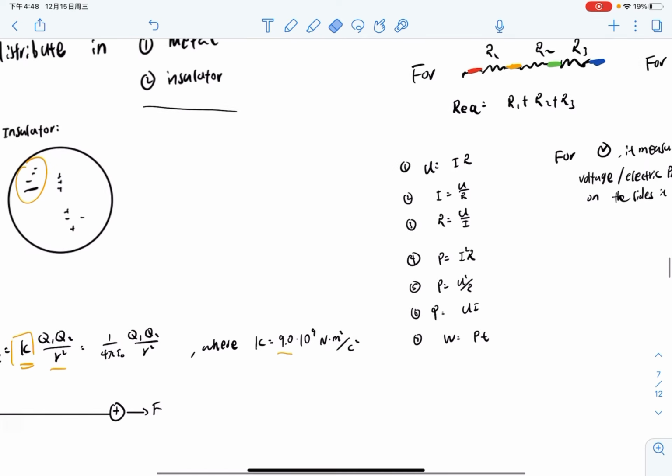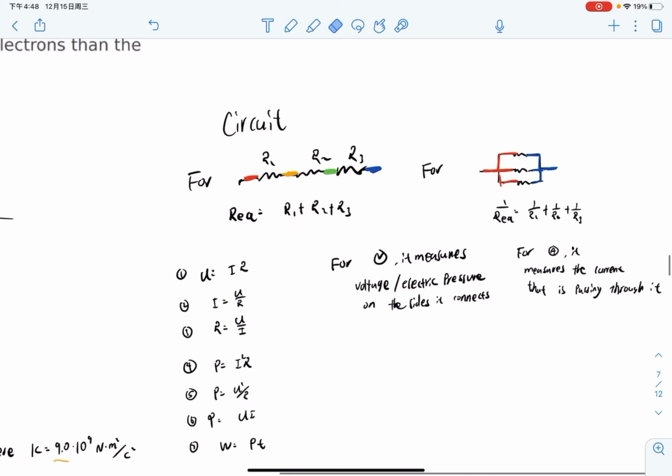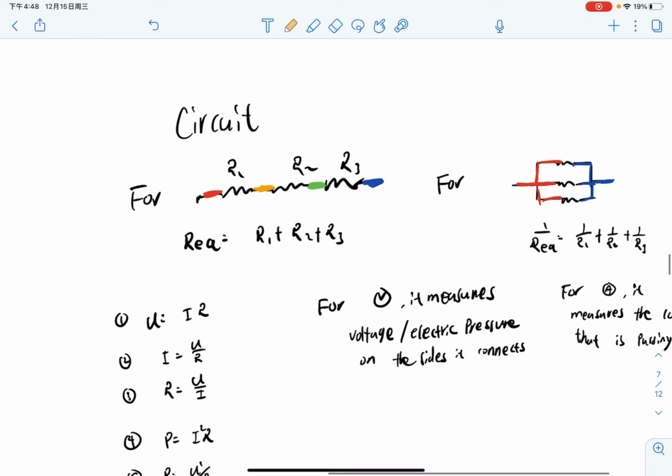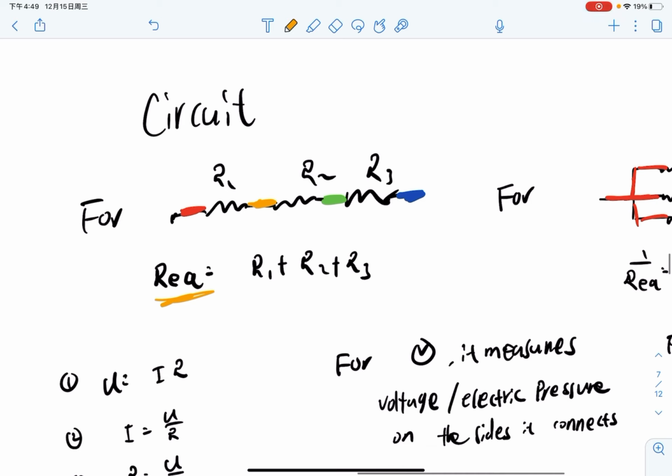And now we're going to take a look at circuits. For resistors connected in series, the equivalent resistance is equal to R1 plus R2 plus R3. And when the current passes through each resistor, the electric pressure will drop.